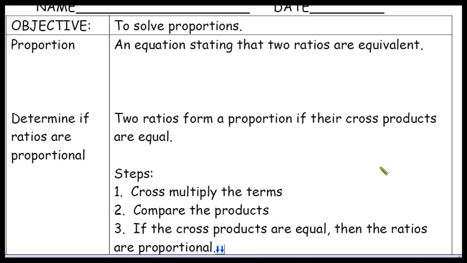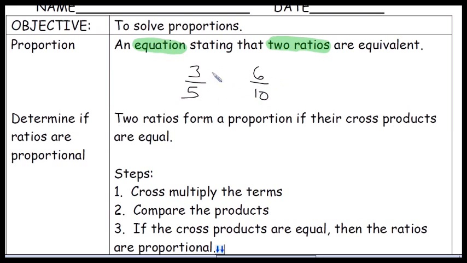And all that you need to remember about a proportion is that it's an equation. In other words, it has an equal sign. It's an equation stating that two ratios are equivalent. So it's an equation, has an equal sign, and it has two ratios. So it compares two ratios. For example, 3 to 5, that's a ratio. Another ratio, 6 to 10.